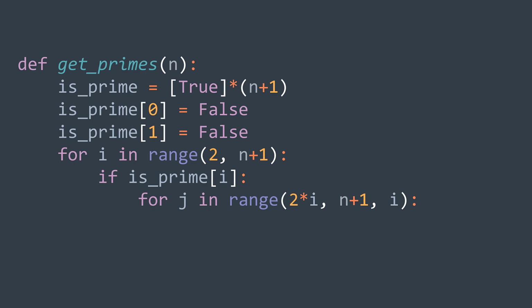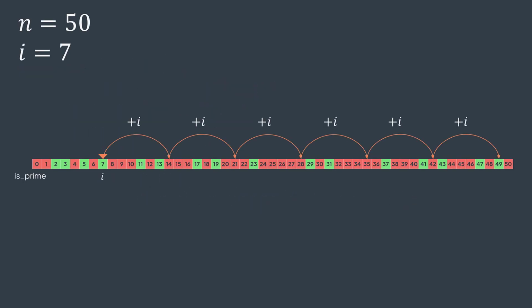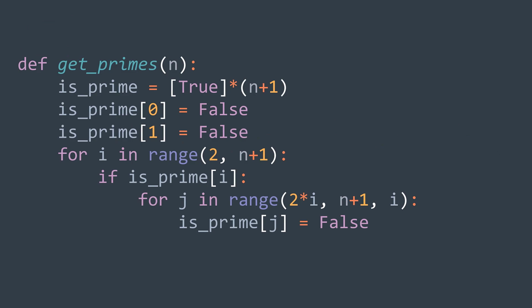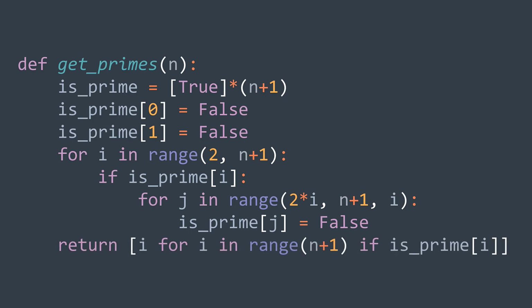to traverse multiples of i only. For example, if i is 7 and n is 50, j will start at 2 times 7, which is 14, then it traverses 14, 21, 28, 35, 42, and 49. And inside the inner loop, we just set isPrime of j to false. j is a multiple of our prime number i. After the loop, we return indexes i where isPrime of i is true.